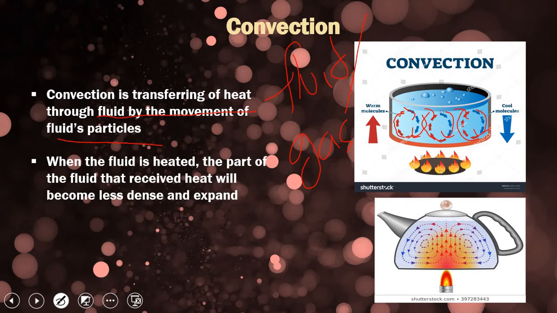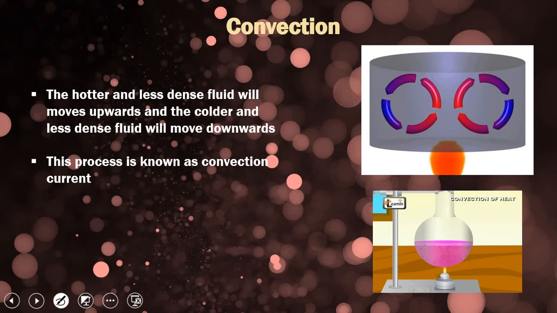The particles will move in a circular motion, receive heat, become less dense, and expand. So this is how, when you boil water, it will have convection, and this is how the heat transfers throughout the liquid until your water reaches its boiling point, and then it will start to bubble up because it has reached its boiling point. So this is how convection works.